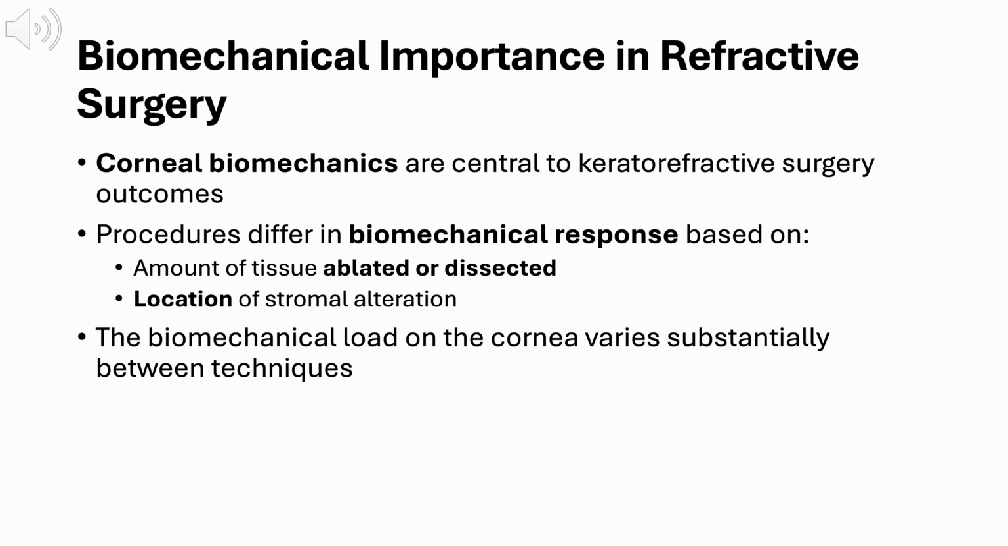This slide brings everything together in the context of refractive surgery. Corneal biomechanics are central to keratorefractive surgery outcomes because these procedures don't just change corneal shape, they alter how the cornea bears and redistributes stress over time. Different procedures produce different biomechanical responses based on two main factors. The first is how much tissue is removed or dissected. The second is where in the stroma that alteration occurs, particularly whether the stronger anterior layers are disrupted or preserved. Because of these differences, the biomechanical load placed on the cornea varies substantially between surgical techniques.